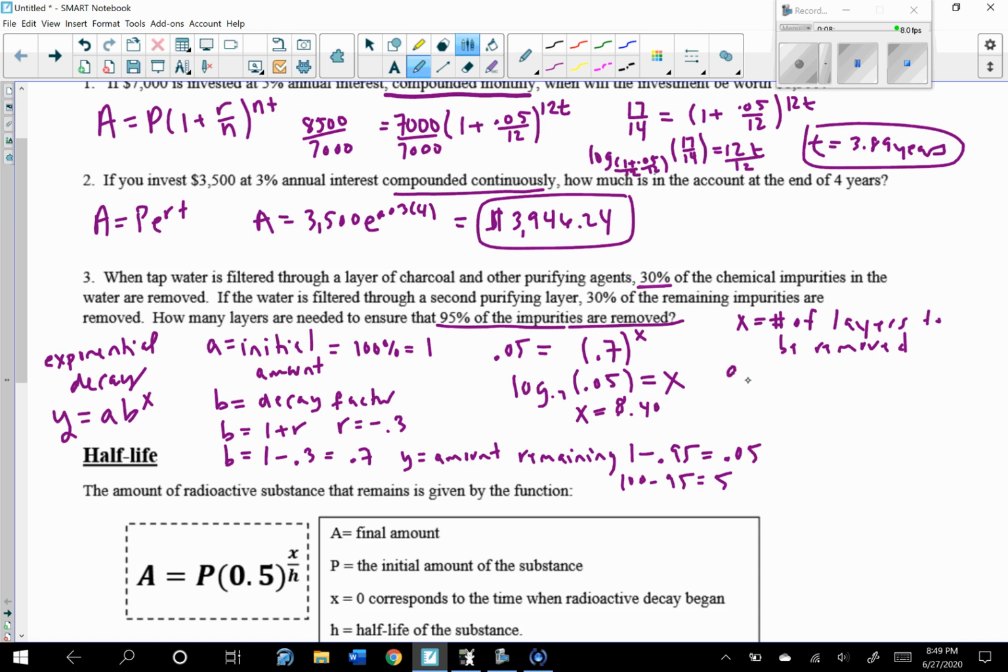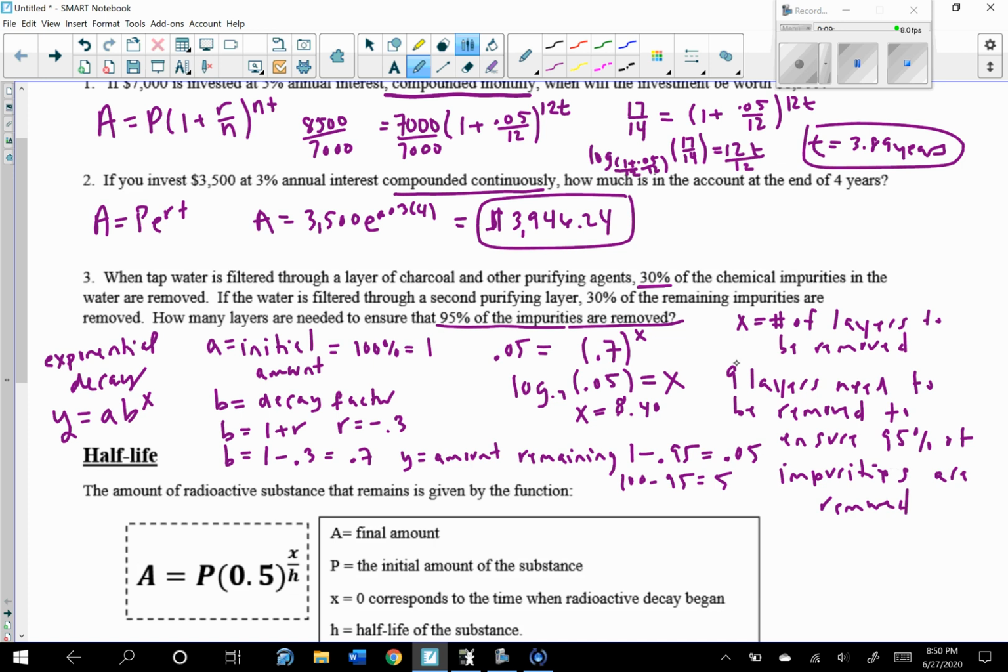So that means 9 layers are needed. There are 9 layers, I should just say, 9 layers need to be removed to ensure 95% of impurities are gone or removed, whatever you want to say.